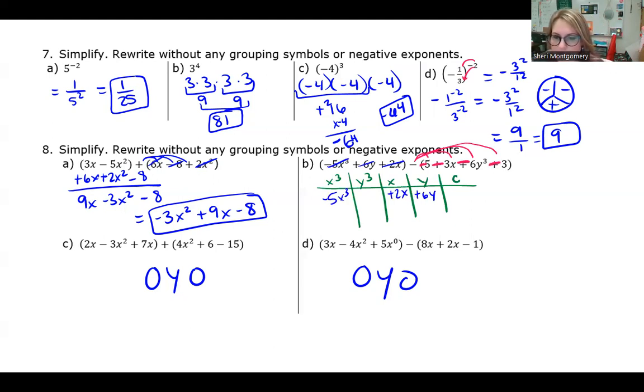So I get a negative 5, a negative 3x, a minus 6y cubed, and then a minus 3. I only have 2 things that are going to get put together. But when I am done, everything will already be in standard form. So if you don't combine it with anything, it just drops down.